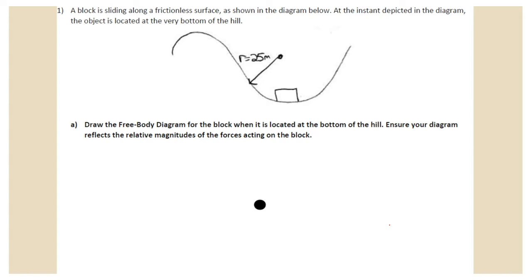At the instant depicted in the diagram, the object is located at the very bottom of the hill. And the first part here says to draw the free body diagram for the block when it is located at the bottom of the hill. And the question says to ensure your diagram reflects the relative magnitudes of the forces acting on the block.